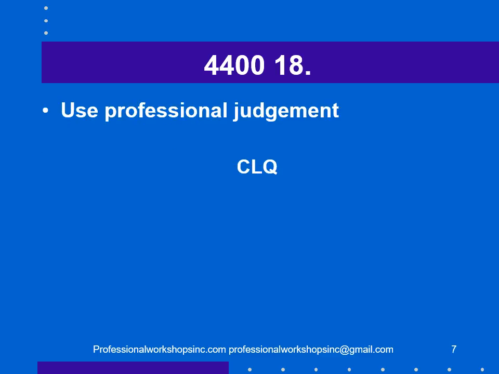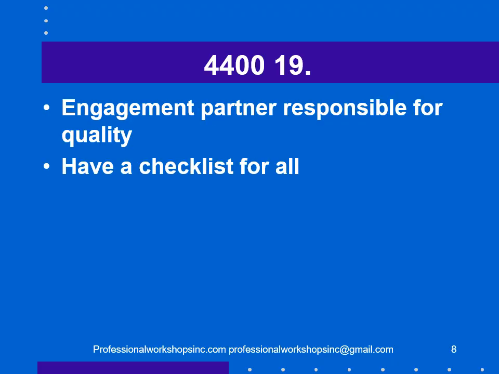Used professional judgment. A checklist question. I used professional judgment. The engagement response partner is responsible for quality, and there is a list of things that the engagement partner has to do. Each one of those things should be in a checklist question. I did this, I did this, I did them all.